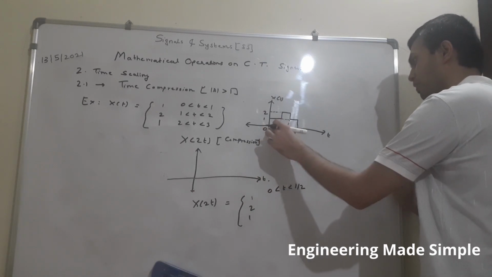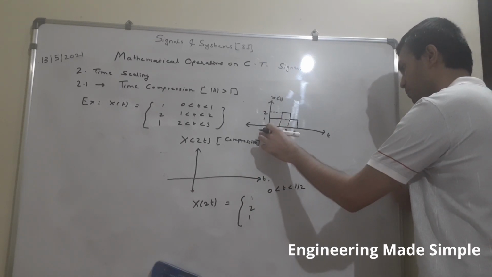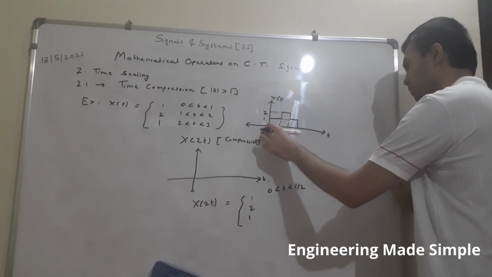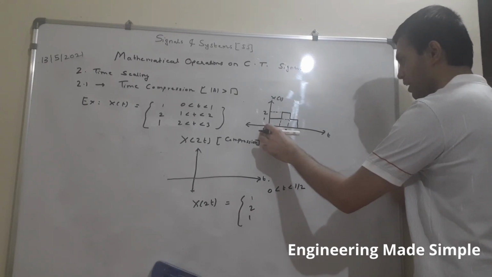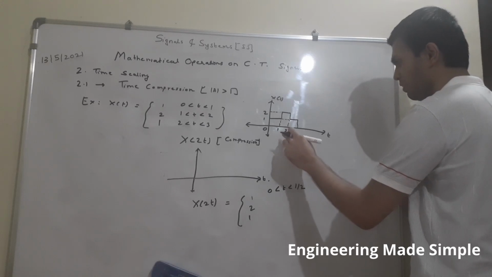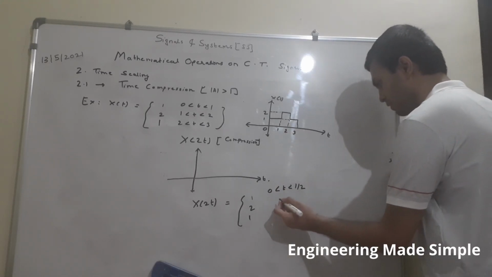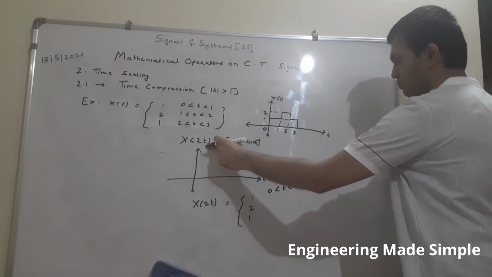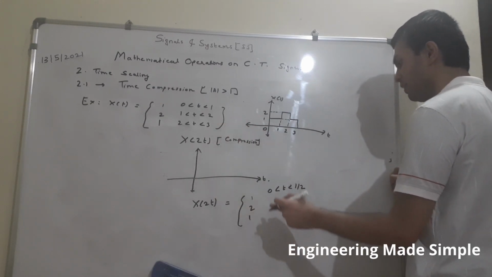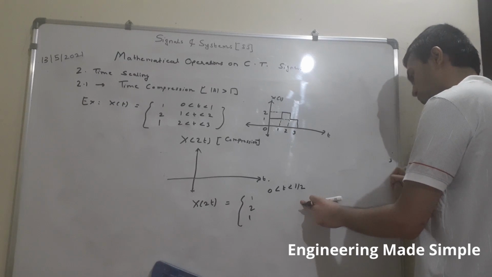Because whatever the value was, whatever the amplitude of the signal present between the time intervals 0 to 1, it is now shrunk to the time interval 0 to 1 by 2, compressed in time. That's the reason we say whenever a constant greater than 1 is multiplied to the independent variable time, time compression is performed.